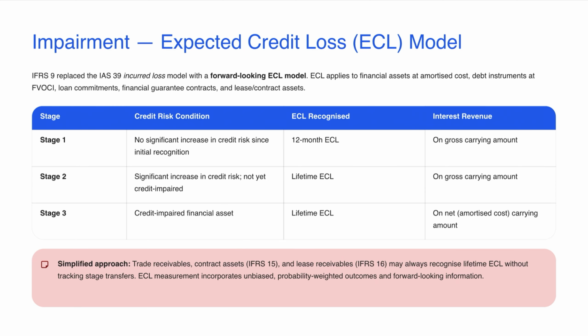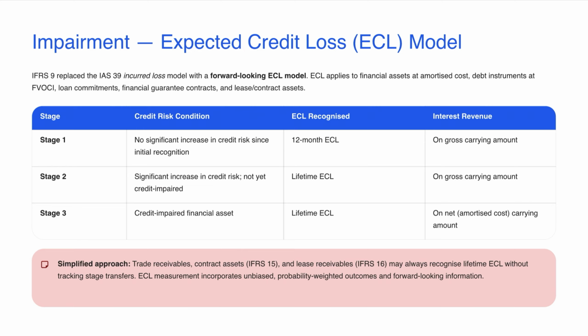Now we come to one of the most important parts of IFRS 9, expected credit losses. IFRS 9 replaced the old incurred loss model with a forward-looking expected credit loss model. The idea is simple. We don't wait until a loss event has happened. We recognize expected credit losses based on information available about credit risk. There are 3 stages. Stage 1. There has been no significant increase in credit risk since initial recognition. The entity recognizes 12-month expected credit losses. Interest revenue is calculated on the gross carrying amount.